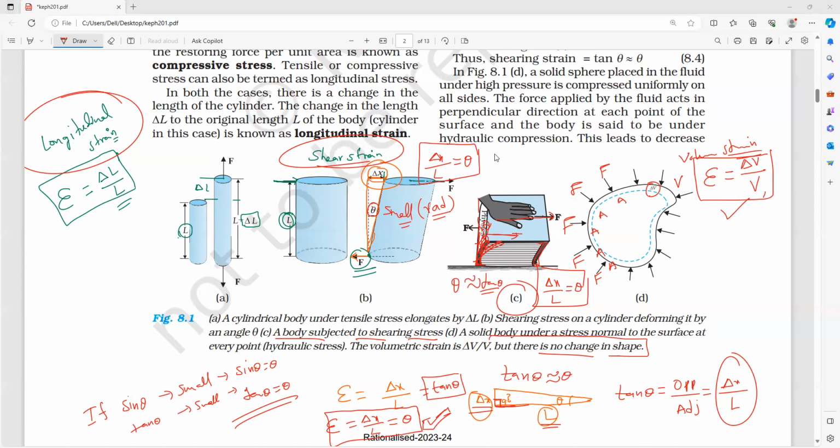What is that actually? Delta V by V is the volumetric strain, but what does not change? Everybody notice it. The shape does not change. Shape remains constant. That is the most important point. Understand, everybody? Please respond. Yes. So that is what stress and strain are about.